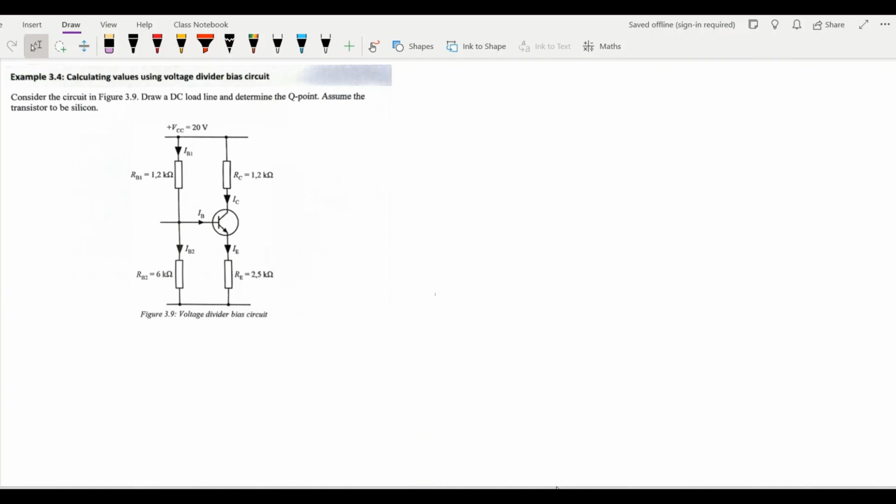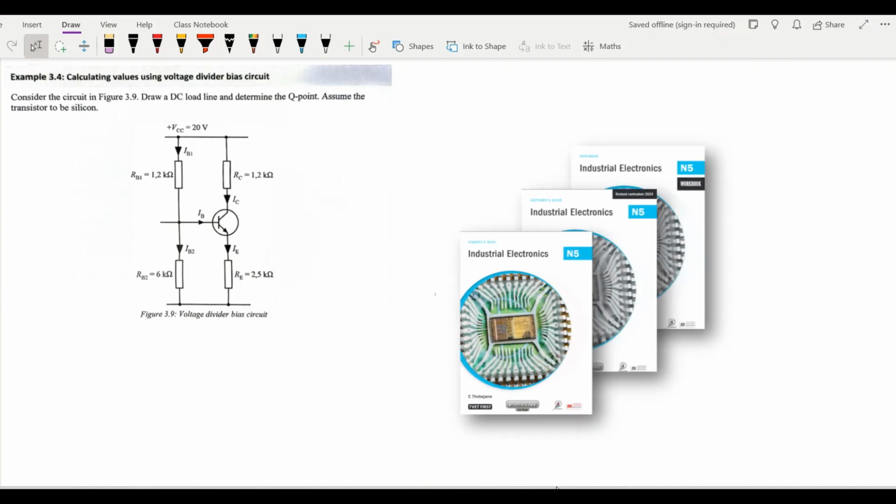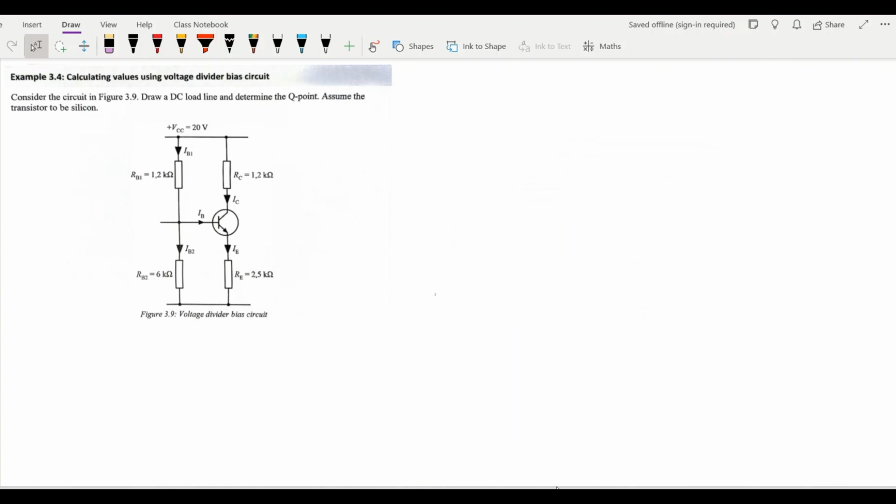On your screen, our example is extracted from example 3.4 from the TVET First textbook by Macmillan and Troop Publishers. We will be doing the calculations on this circuit so that it could assist you see the simple steps that you could apply. Here, the question reads as follows. Consider the circuit in figure 3.9 and draw a DC load line and determine the Q point. Assume that the transistor is a silicon.